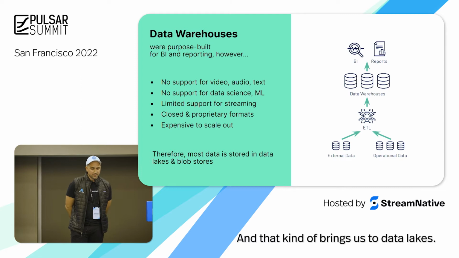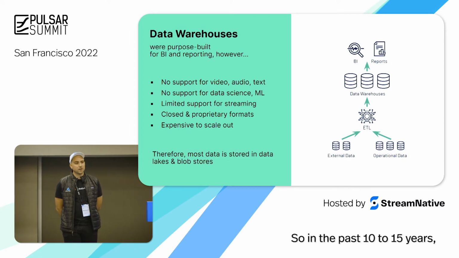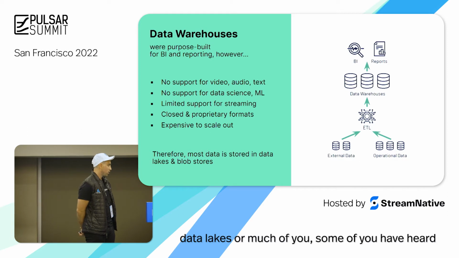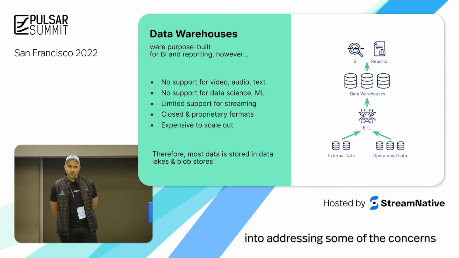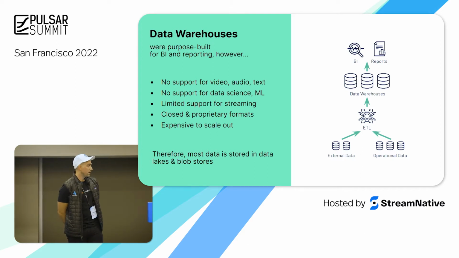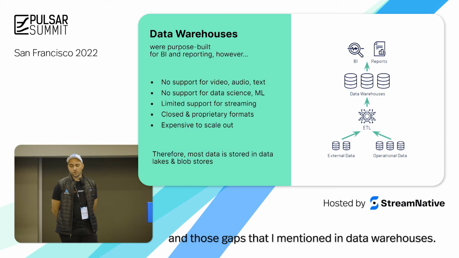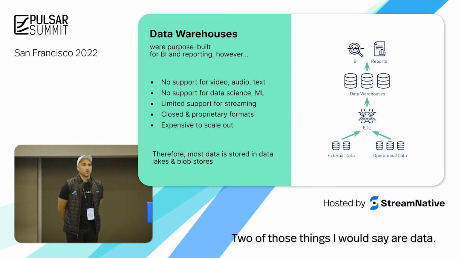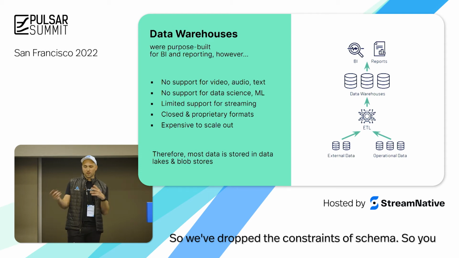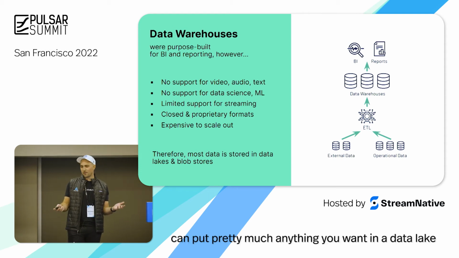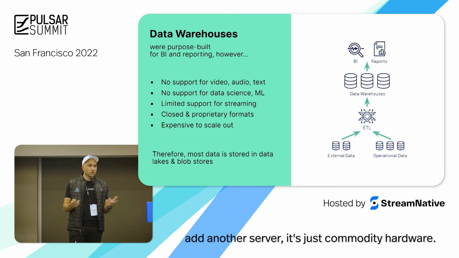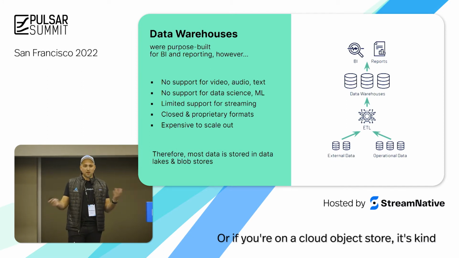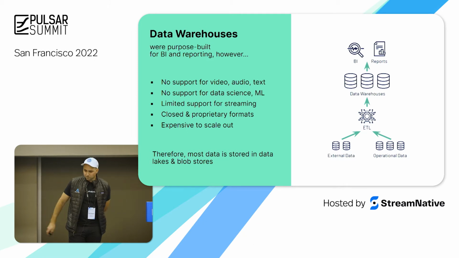And that kind of brings us to data lakes. So in the past 10 to 15 years, data lakes, or I'm sure some of you have heard data swamps, have kind of awkwardly stumbled into addressing some of the concerns and those gaps that I mentioned in data warehouses. 2 of those things I would say are data. So we've dropped the constraints of schemas, so you can put pretty much anything you want in a data lake. And the second one is scalability, right? You can't really run out of storage, and if you do, add another server, it's just commodity hardware. Or if you're on a cloud object store, it's kind of not your problem. It's fairly cheap these days.